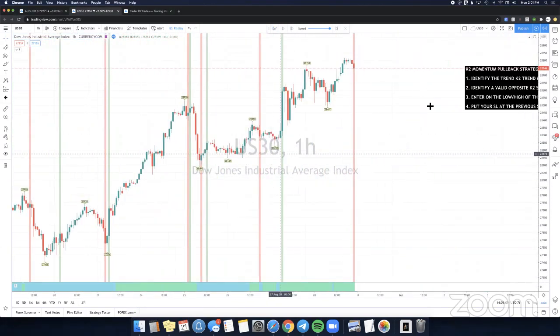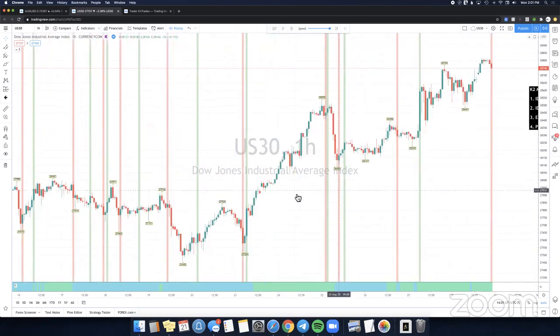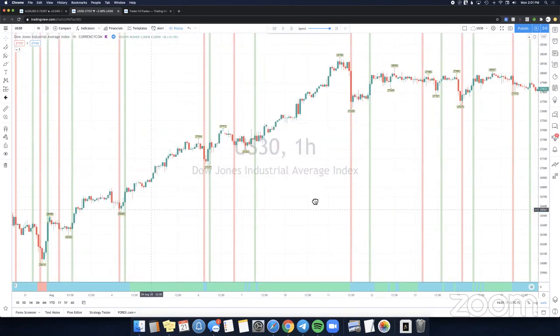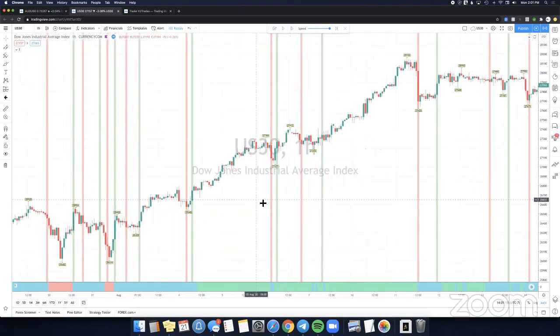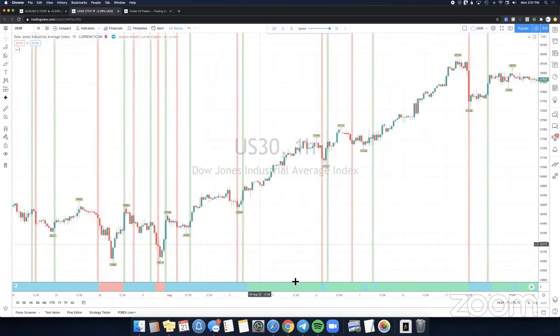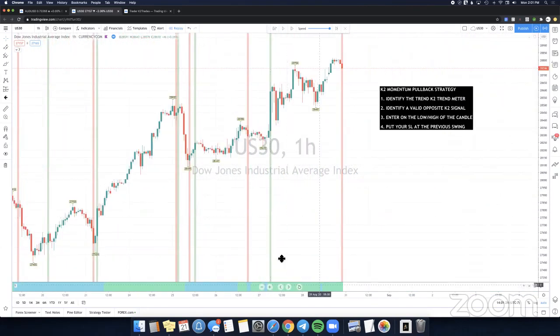Okay. So basically, first you want to identify the trend. So using the trend meter down here, if it's green, obviously price is trending up. If it's red, price is trending down. Let me just delete this. But yeah, basically like right here, you can see the trend meter is red, so it's coming down. And then over here, the trend meter is green, so it's obviously going up. So first, you just want to identify the trend by looking at the trend meter.